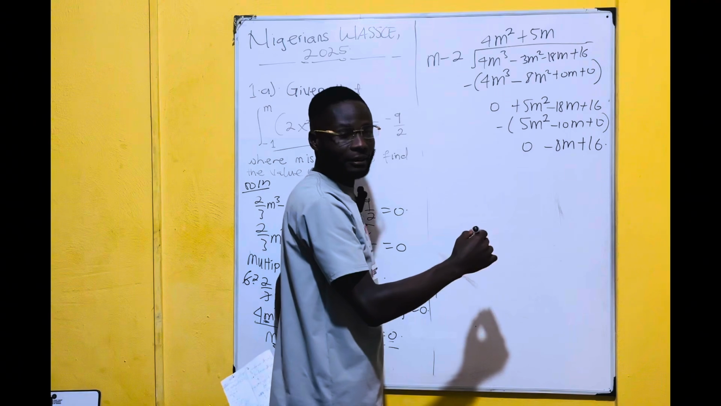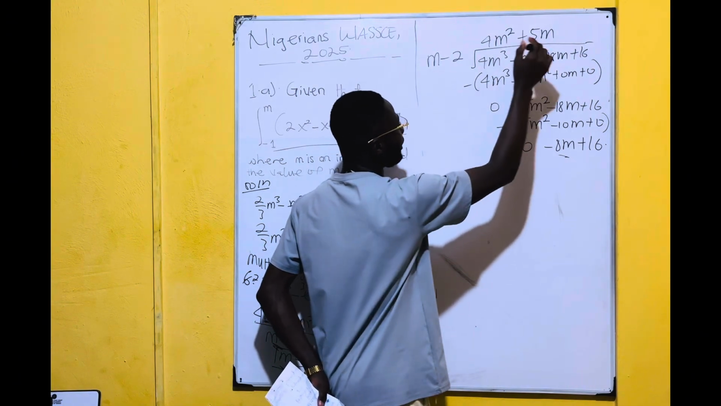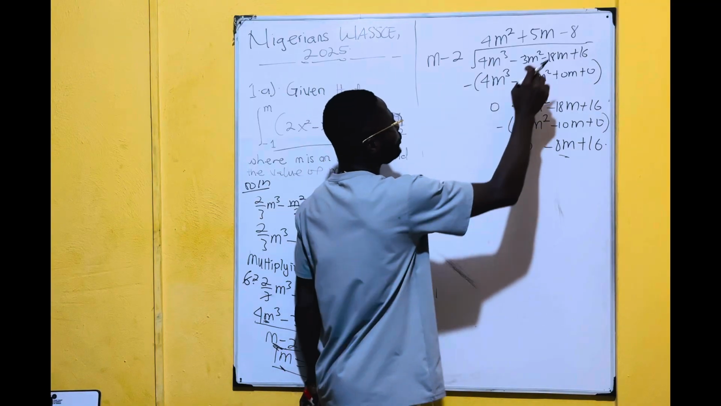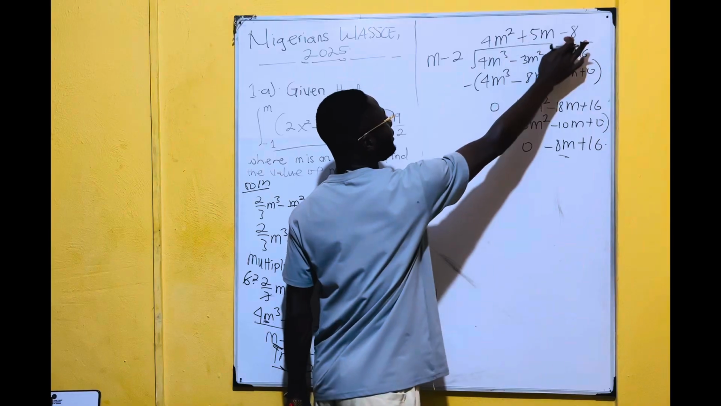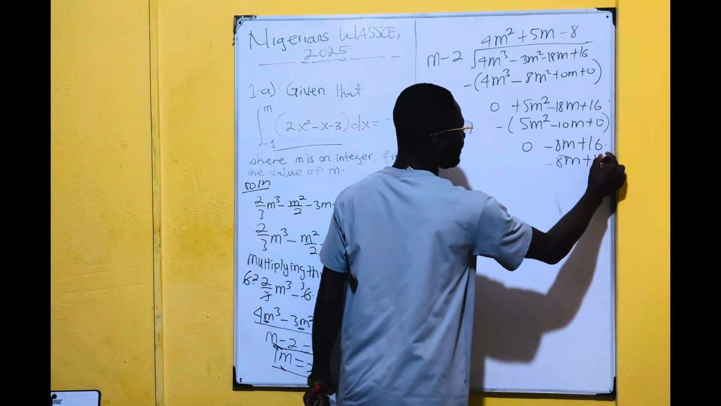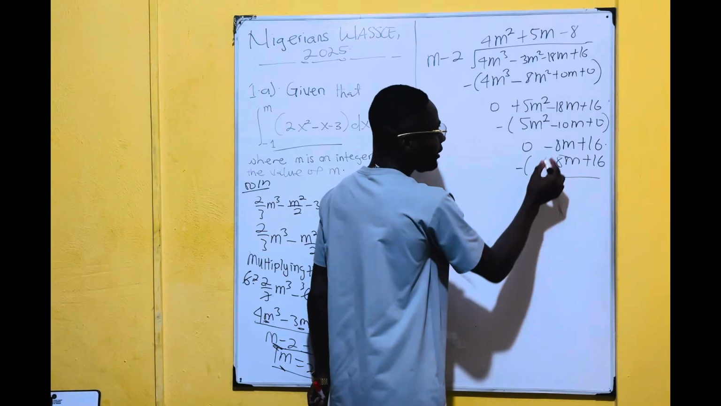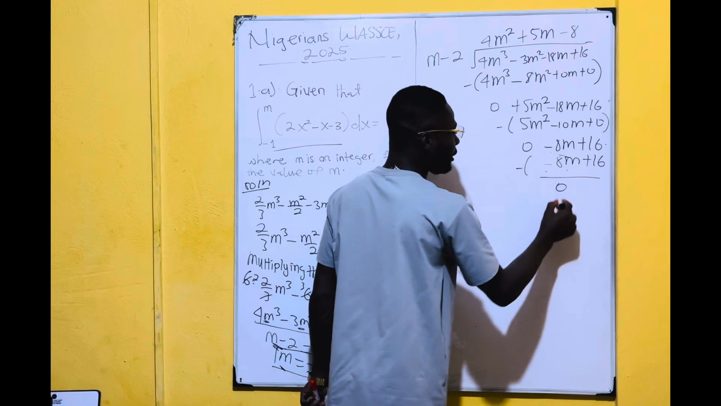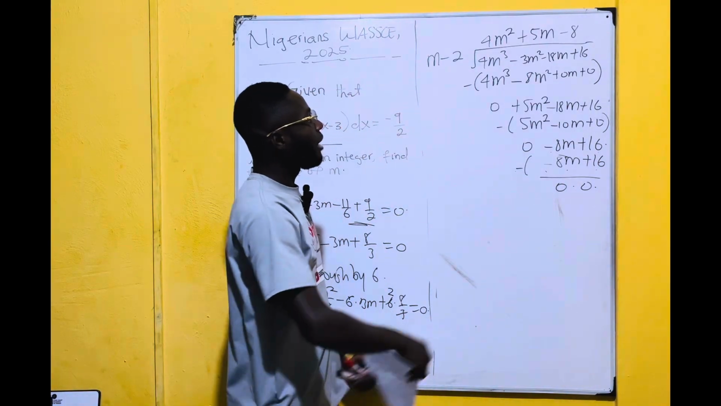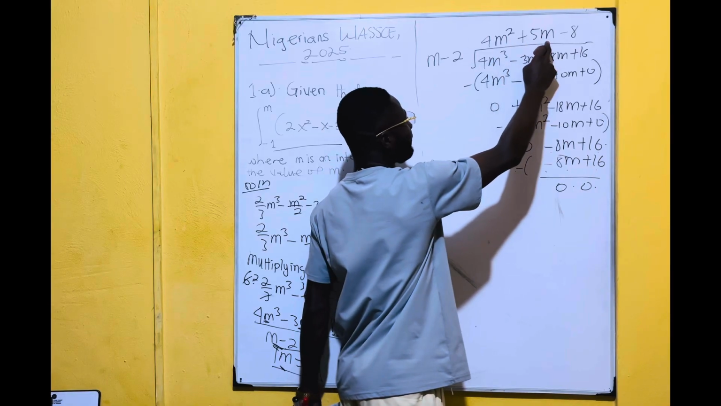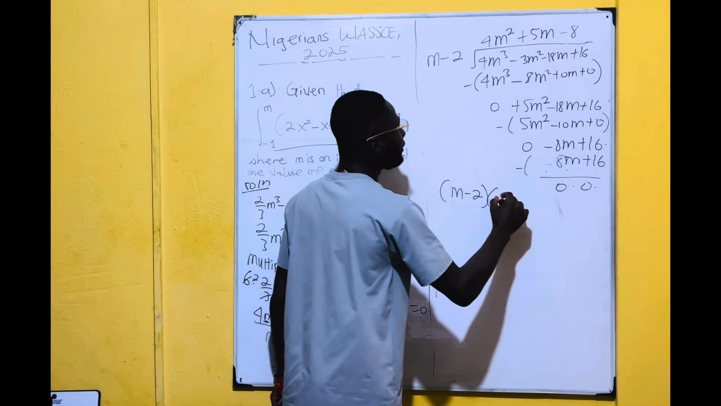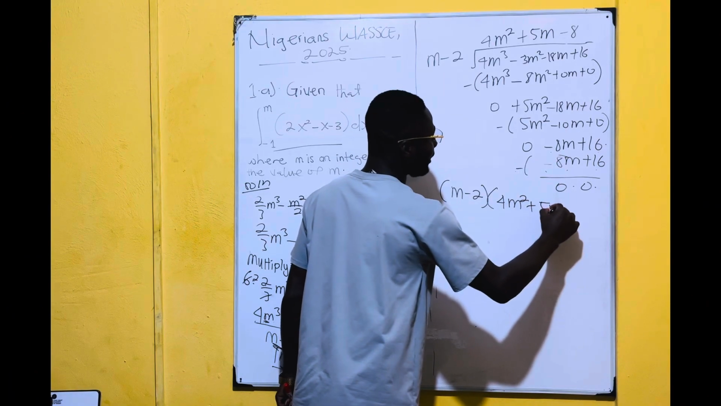So we have to go again, right? So this divided by this, then we have minus 8 here, okay? Right? Now, we have to use this to multiply this, right? So that times this will give us minus 8m. This times this will give us plus 16, right? So now we subtract. Minus 8m minus 8m becomes what? 0. 16 minus 16 becomes what? 0, right? So it means that our other factor is 4m squared plus 5m minus 8. So we're going to have m minus 2 times 4m squared plus 5m minus 8.